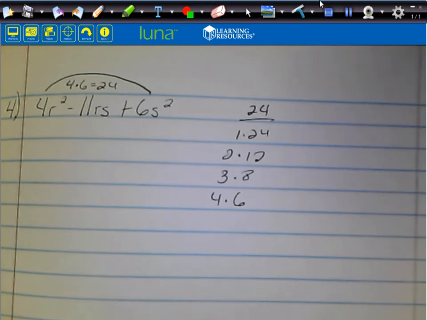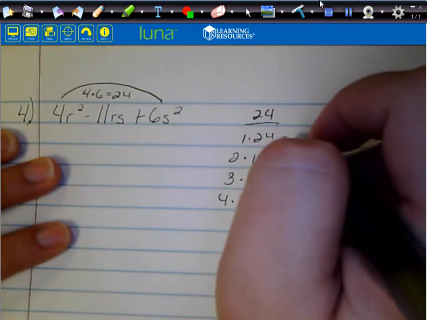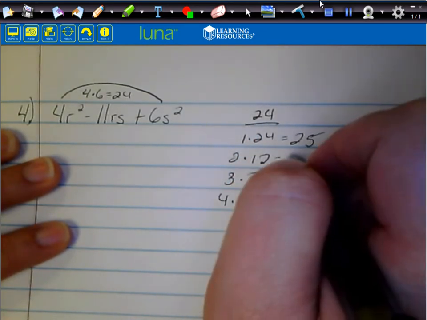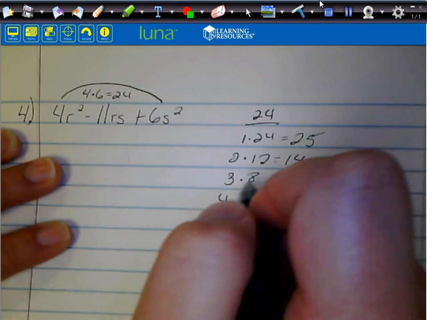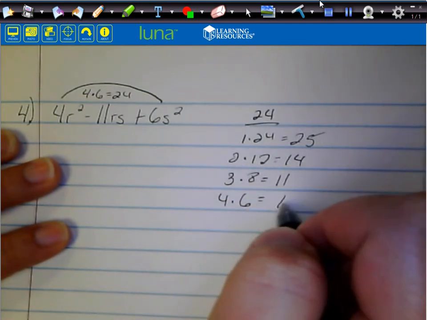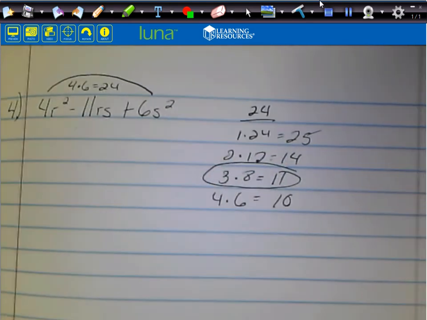So now I'm going to add them, because again I'm looking for this 11. So if I add 1 and 24, I get 25. If I add 2 and 12, I get 14. 8 and 3, and I get 11. And 4 and 6, and I get 10. So here's my 11. So those are the factors that I need, 3 and 8.